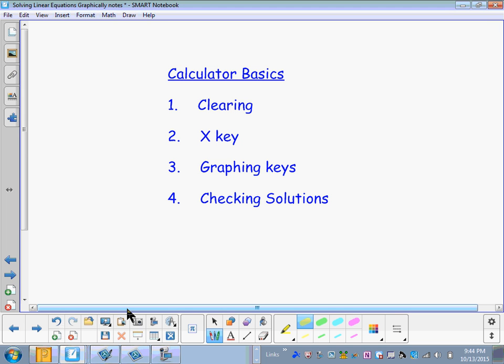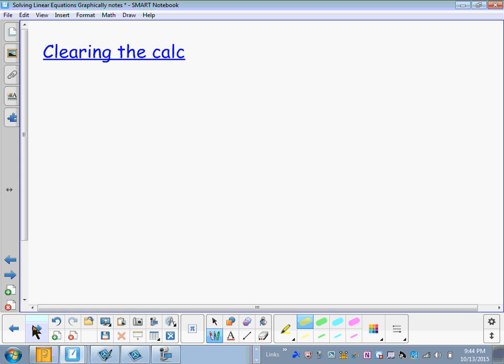Today we'll be checking solutions using the graphing calculator. So let's begin by reviewing some calculator basics. We'll review how to clear the calculator. We'll locate the X key and the graphing keys, and then we'll check some solutions.